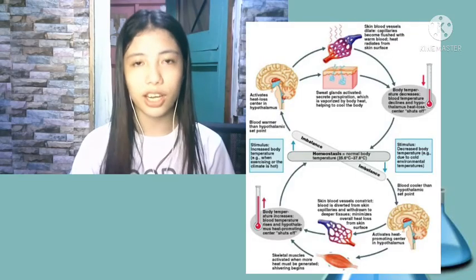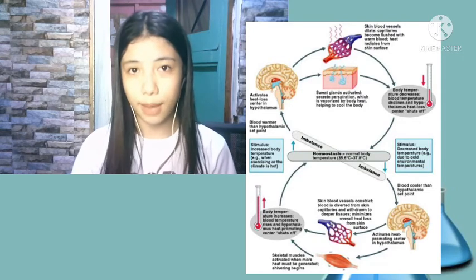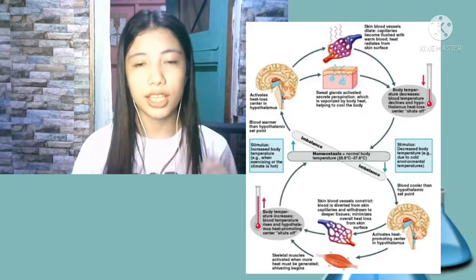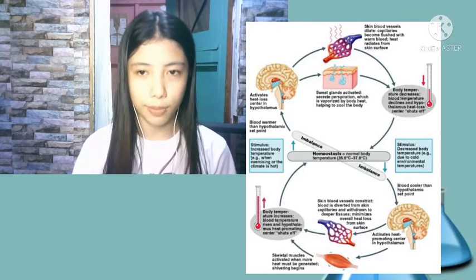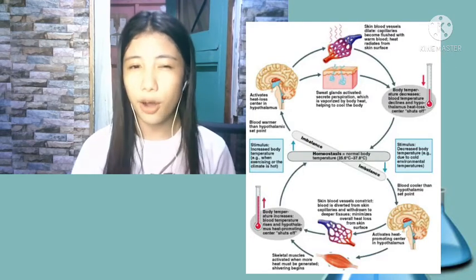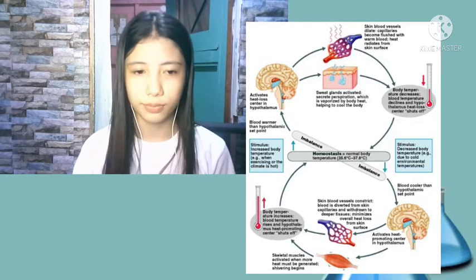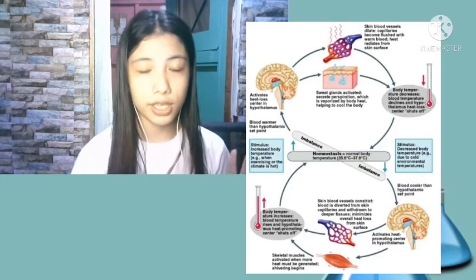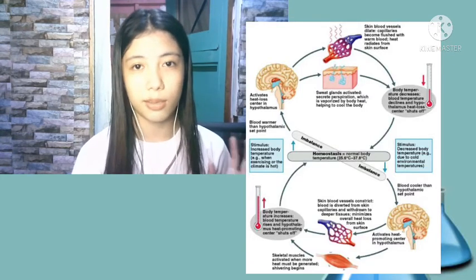Homeostasis refers to the characteristic of a system that maintains the balance and stability of the internal and external environment. So, why homeostasis is important to us? Number one example is the maintenance of body temperature. So, one of the common examples of homeostasis is the body temperature.